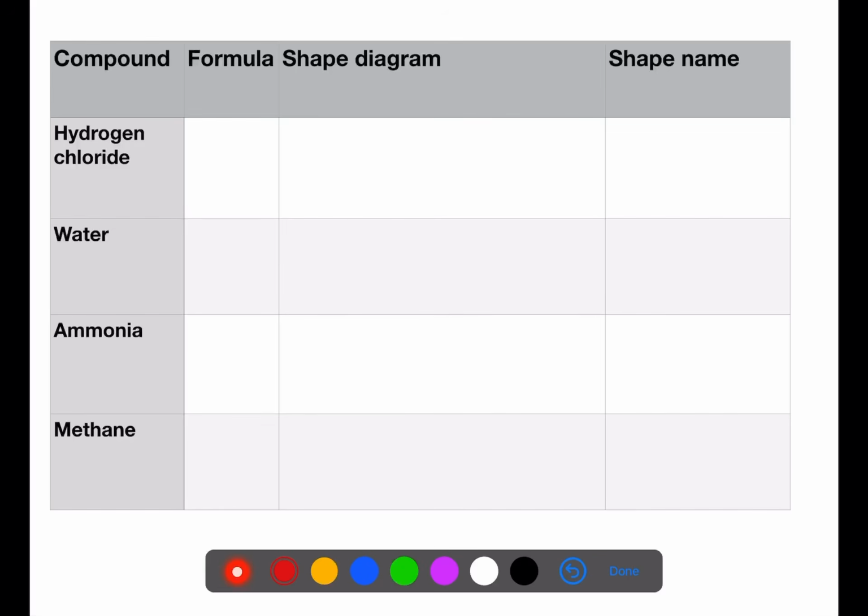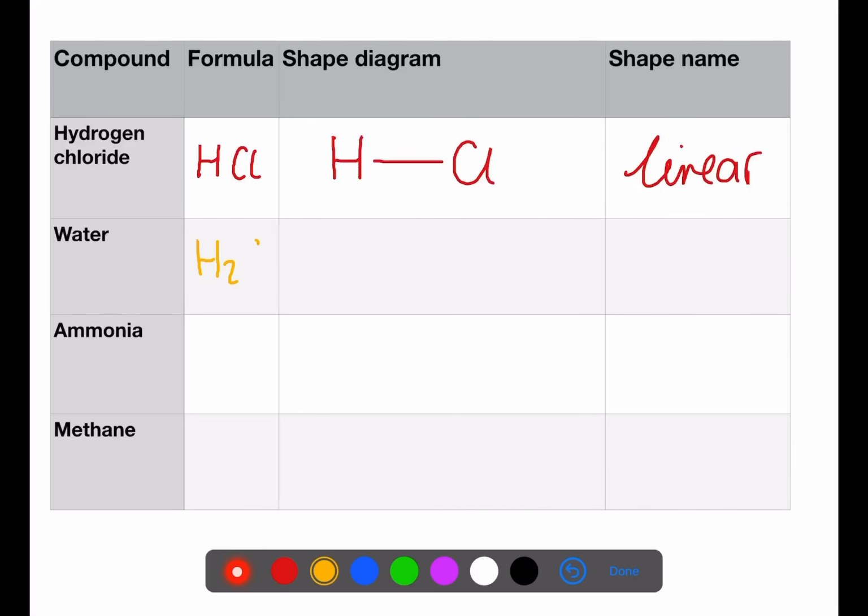The different arrangements of electron pairs within a covalent molecule can affect what shape the molecule takes. The first one we're looking at is hydrogen chloride. It has a formula of HCl. This is 2 atoms joined together in a straight line, so the name of the shape is linear. Water has the formula H2O and forms an angular shape. This is due to the lone pairs that are on oxygen.